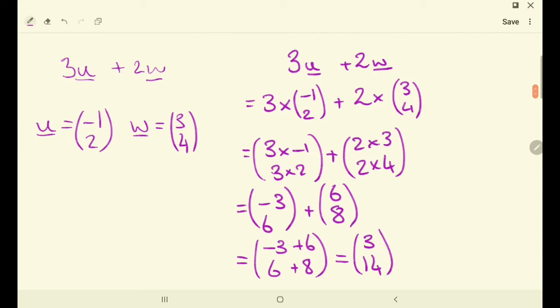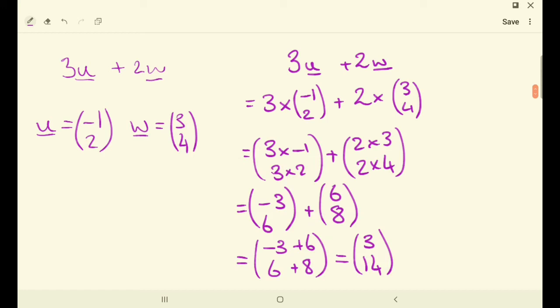Okay, so this is probably as far as you'd be expected to go with taking scalars of a vector, and you just need to know that you deal with the multiplication before you deal with the addition and subtraction, the same as you would in BODMAS.